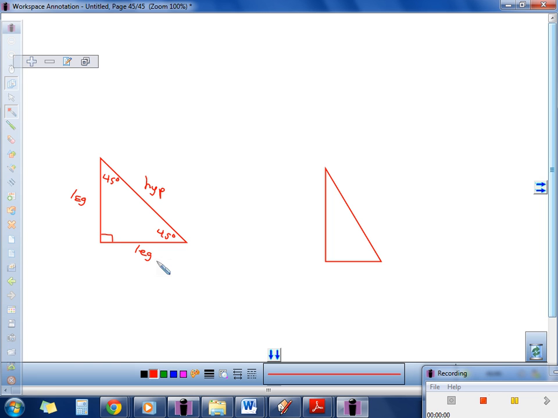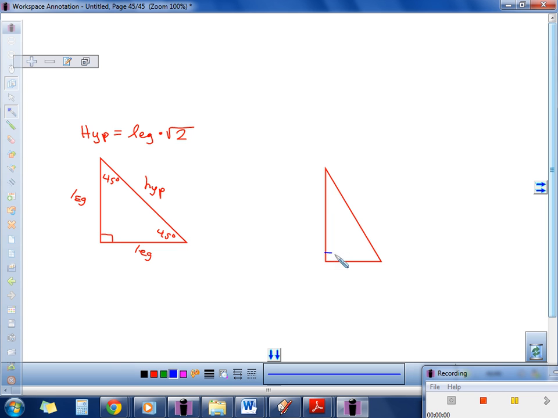On a 45, 45, 90 triangle, there's a special formula that we can use. The formula is hypotenuse equals the leg times radical 2. We're going to use this formula anytime we see a 45, 45, 90 triangle.